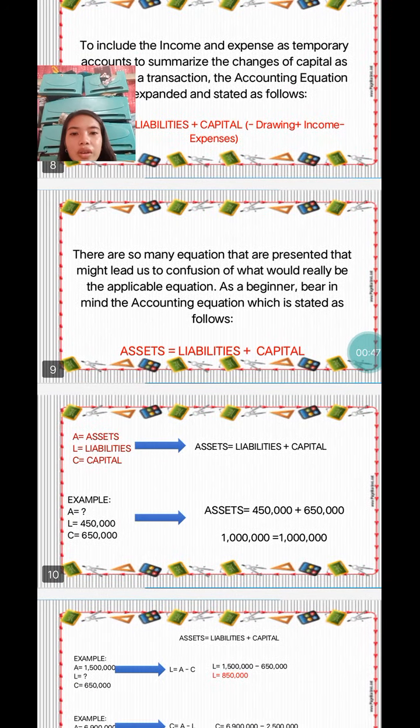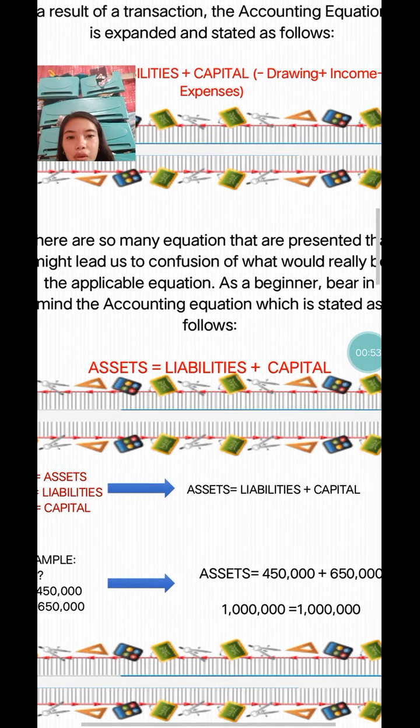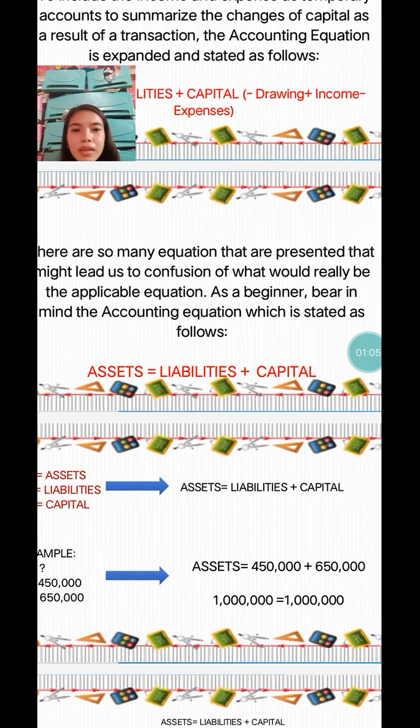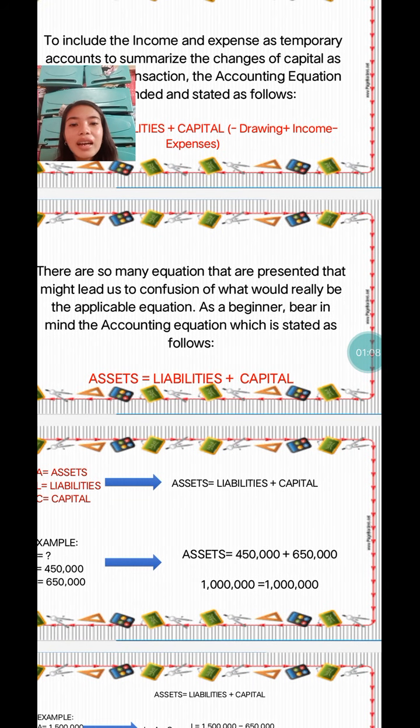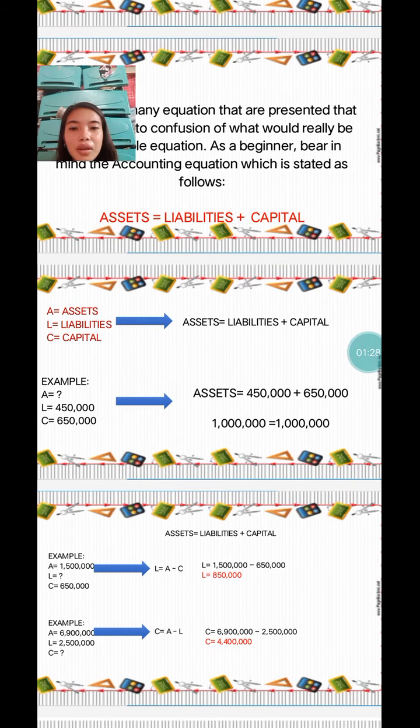The next one is, there are many equations that are presented that might lead us to confusion. A lot of equations are used to find assets, liabilities, and capital, but it is understandable and easy to find. As a beginner, bear in mind the accounting equation, which is stated as follows. This is the equation that we must follow so that we can easily remember it when finding assets, liabilities, and capital. So assets is equal to liabilities plus capital. When finding assets, here is the equation.